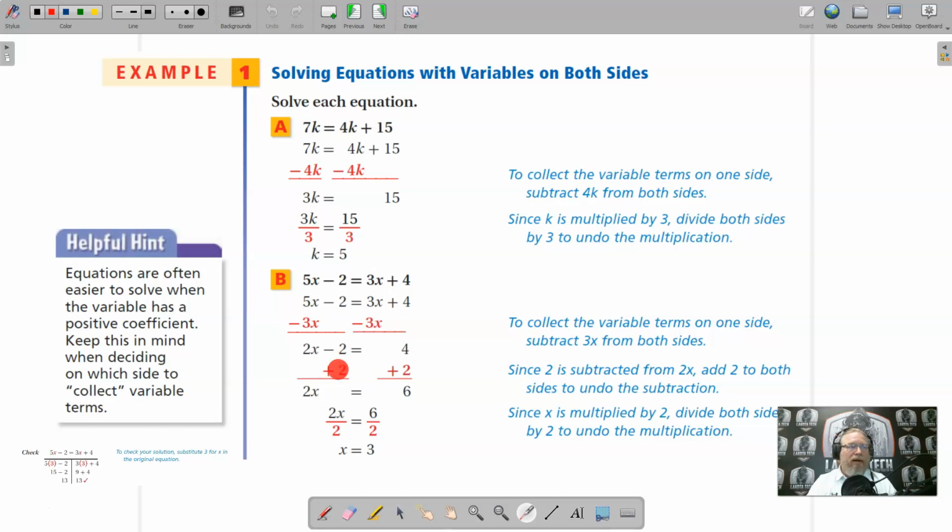The negative 2 and the positive 2 cancel each other, leaving us with just 2x. 4 plus 2 is 6. Now let's divide this 2x by 2 that we see in this line here. What we do to one side, we do to the other. The 2's cancel each other, leaving us with x.